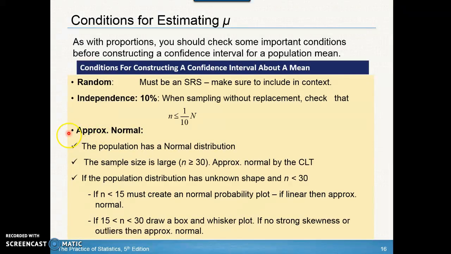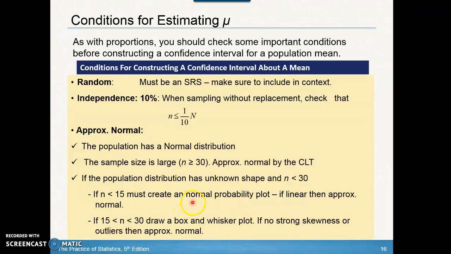Then the approximately normal distribution is a little bit different. Number one, if the population is normally distributed, then we can say that the t-distribution is normally distributed. All right, if we don't know what the population is, if the sample size is large enough, n is greater than or equal to 30, then it's approximately normal by the central limit theorem. Now, if the population distribution is unknown and n is less than 30, we can still prove it's normal by two different ways. You can either use a normal probability plot or a box and whisker plot.